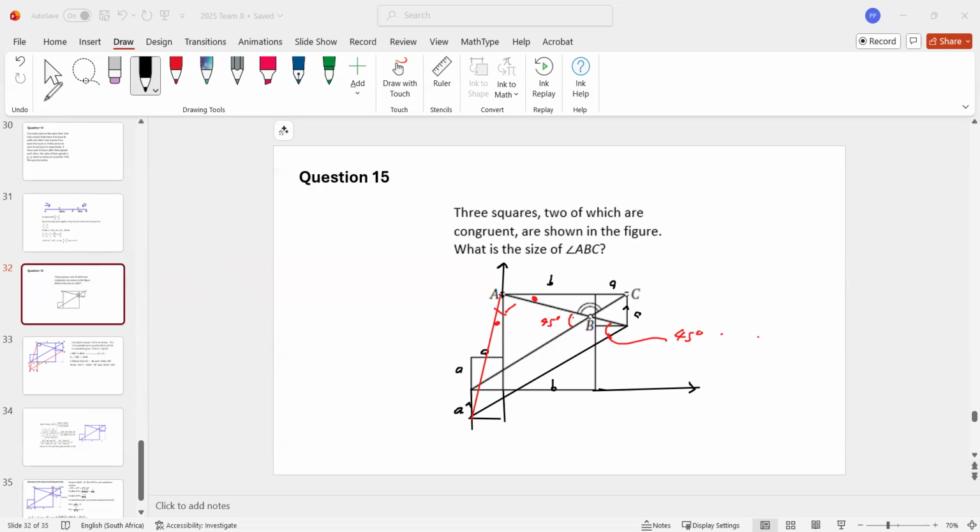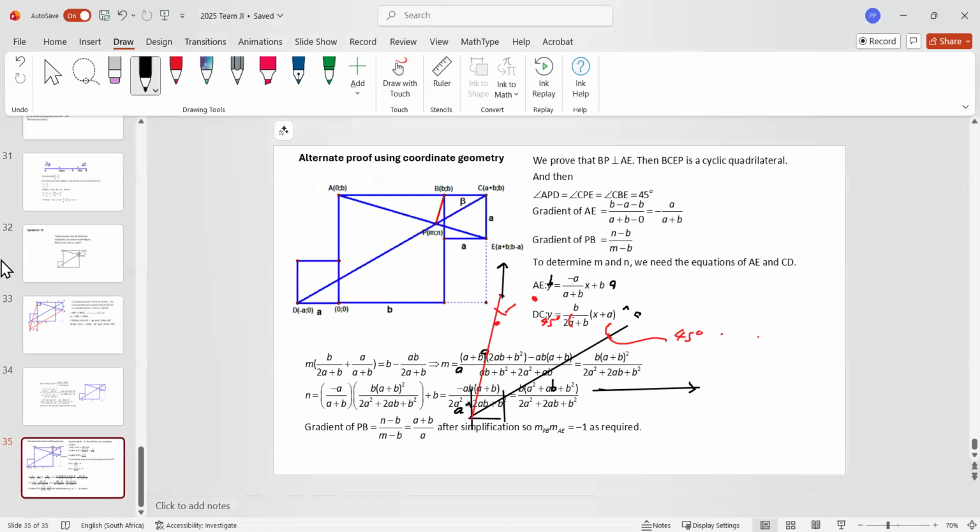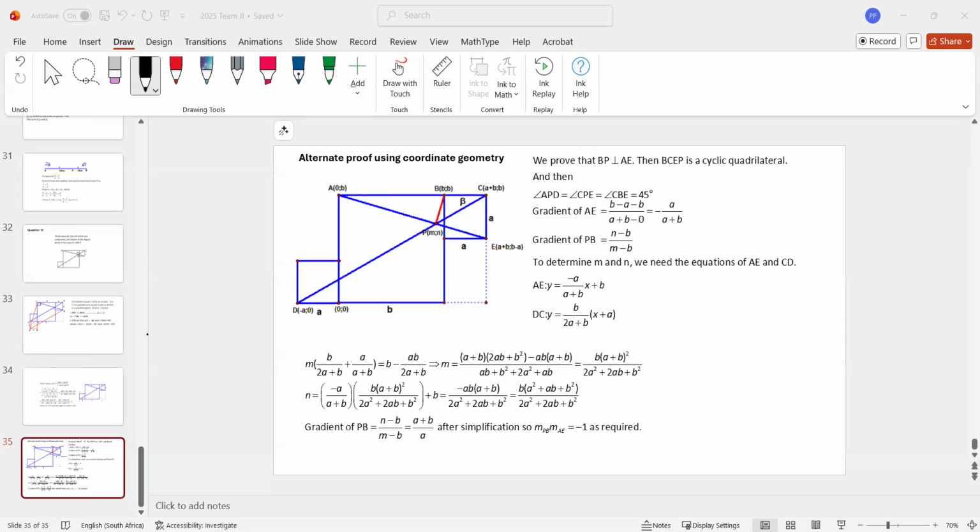I just want to show you that I did the other ones. Those of you who are interested would be able to see. Here, I did this using coordinate geometry. And you can see I didn't draw any extra figure.